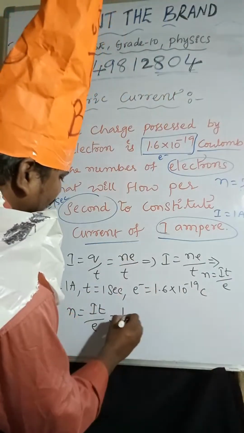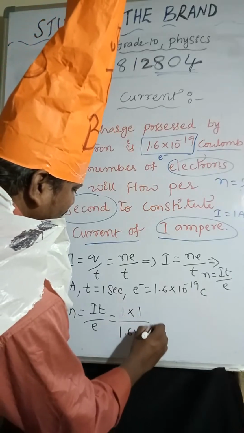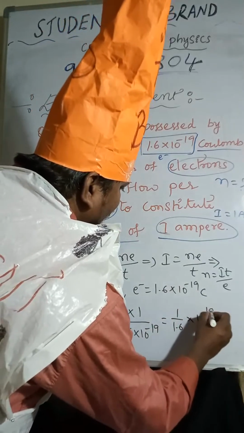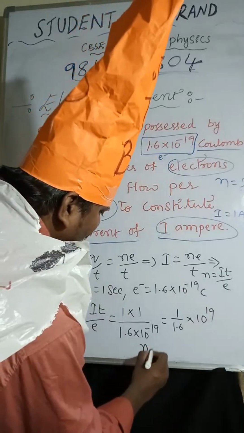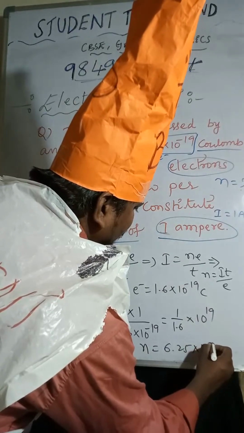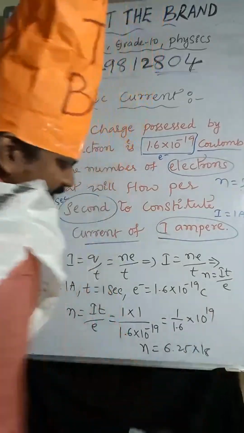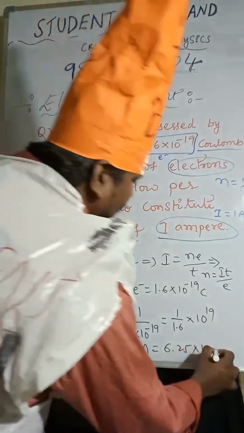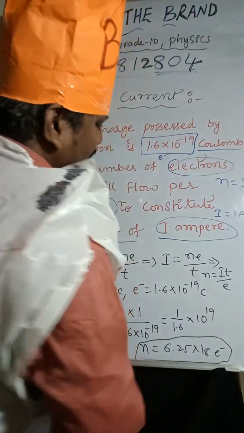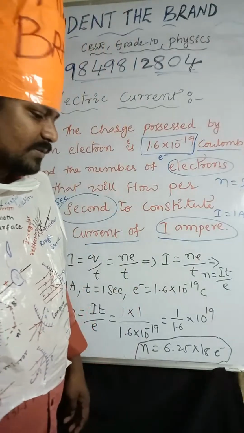Now I equal to 1, T equal to 1, and e is 1.6 into 10 power minus 19 coulomb. So 1 by 1.6 into 10 power minus 19. If you do this, you will get n equal to 6.25 into 10 power 18 electrons. Okay, so this is the answer, 6.25 into 10 power 18 electrons. Just check once if you have any doubts.